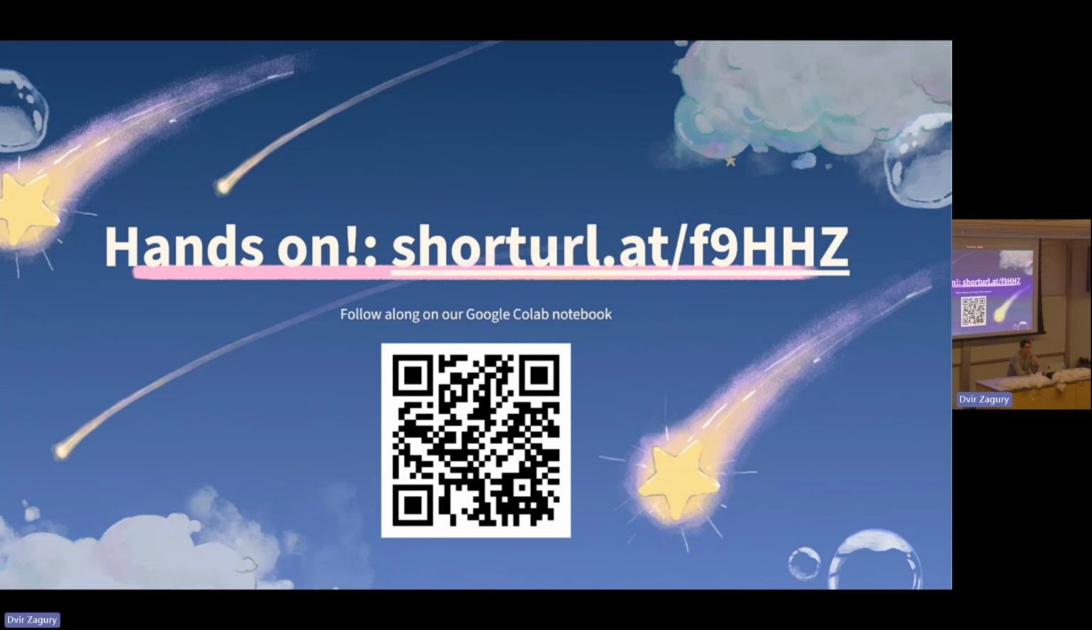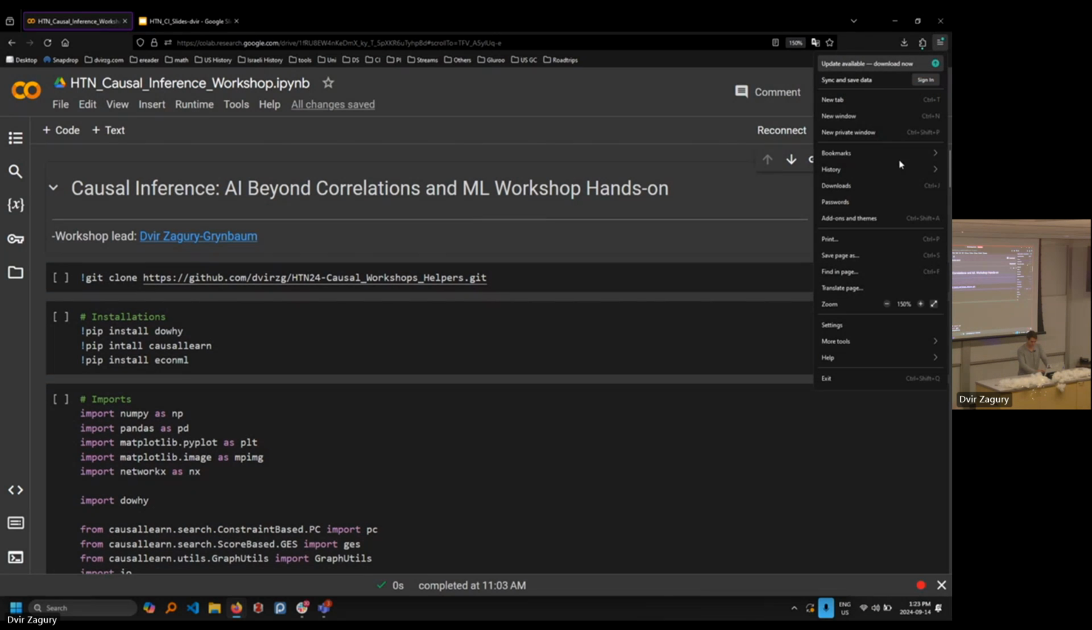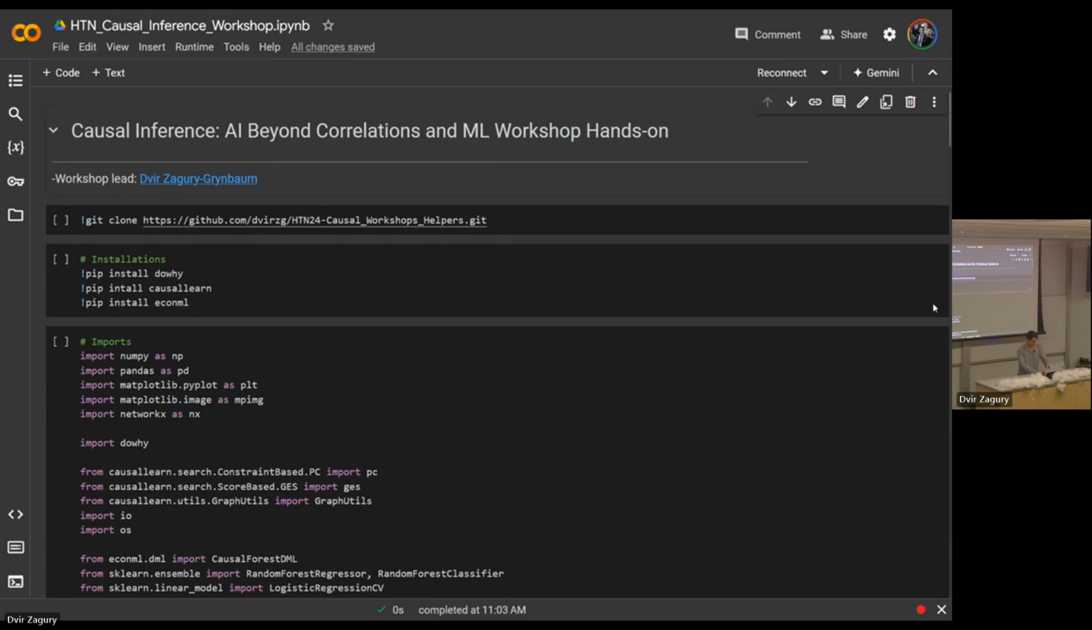And so now we're going to do some hands-on. There's either a link here or a QR code, so if you can open that up. Right, I'll give it a few more seconds.